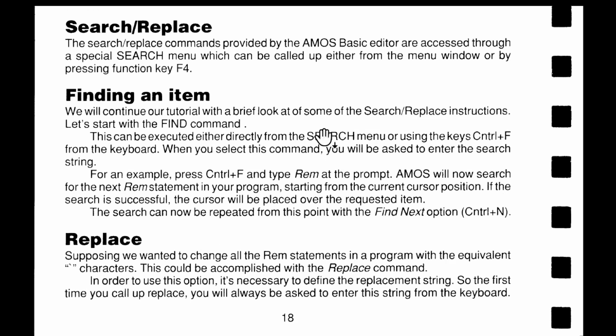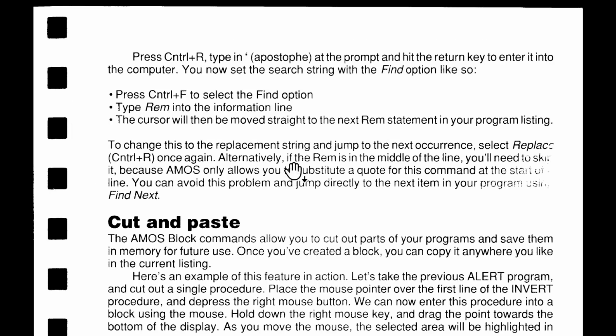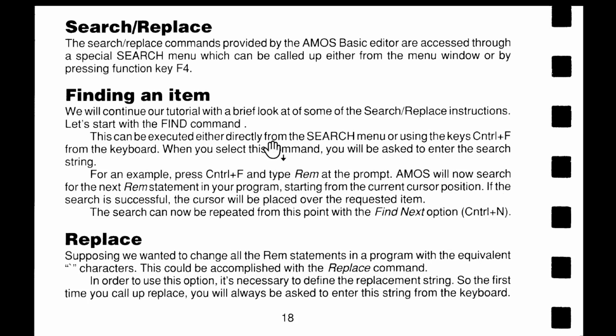Search/replace. The search/replace commands provided by the AMOS Basic Editor are accessed through a special search menu, which can be called up either from the menu window or by pressing function key F4. Finding an item. We will continue our tutorial with a brief look at some of the search/replace instructions. Let's start with the find command.